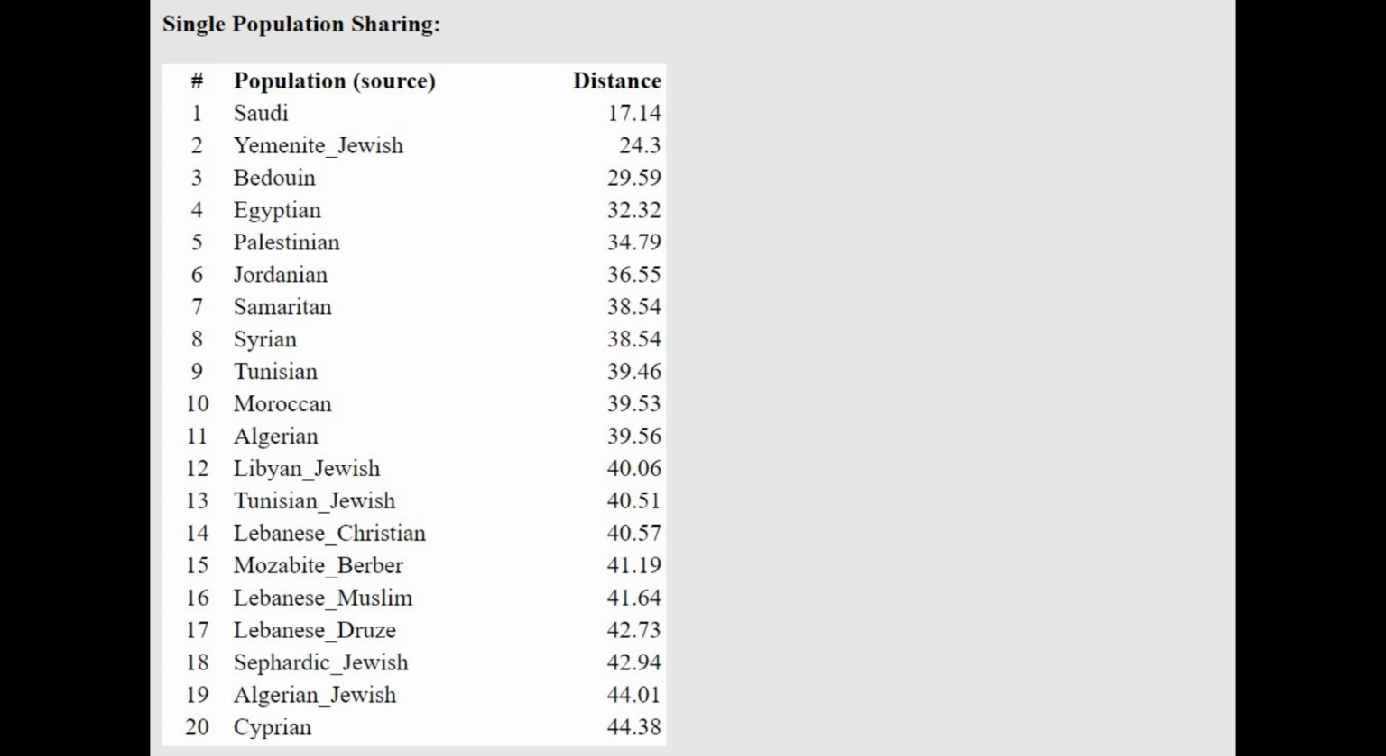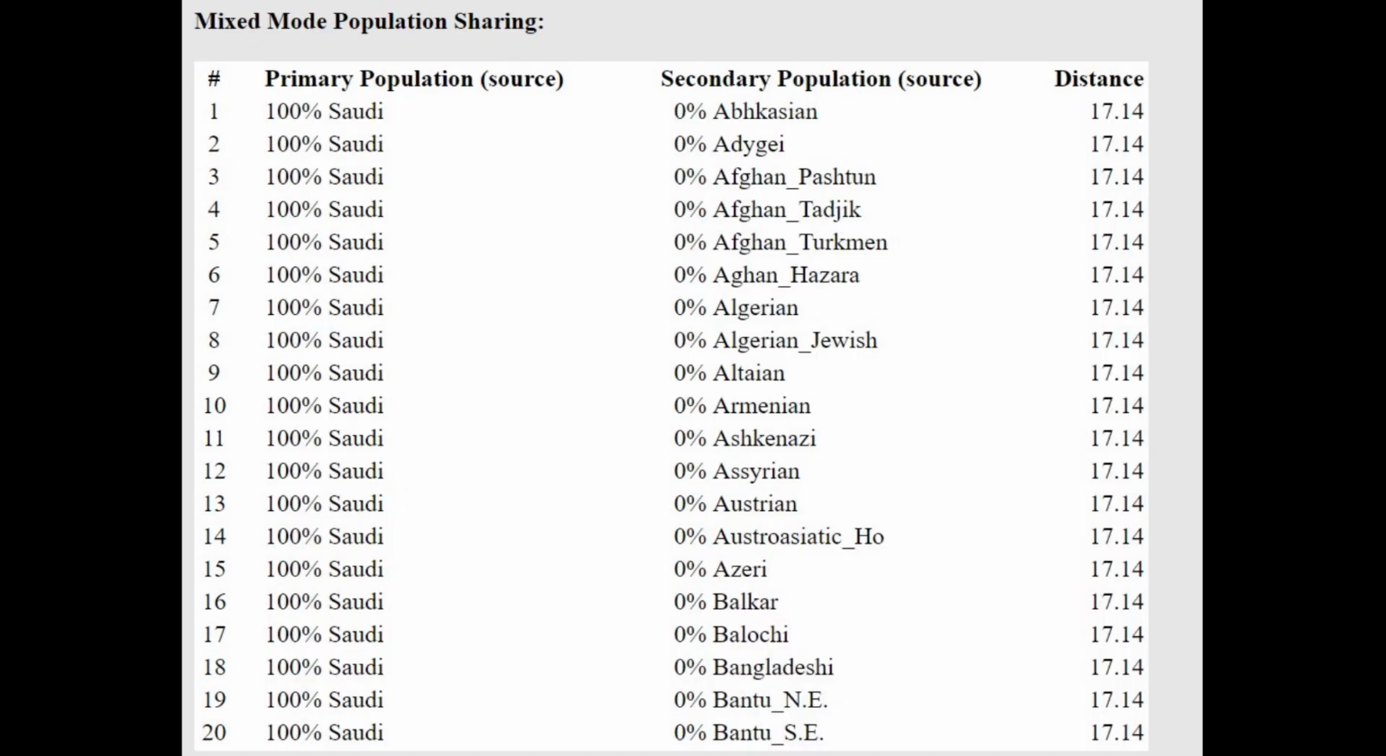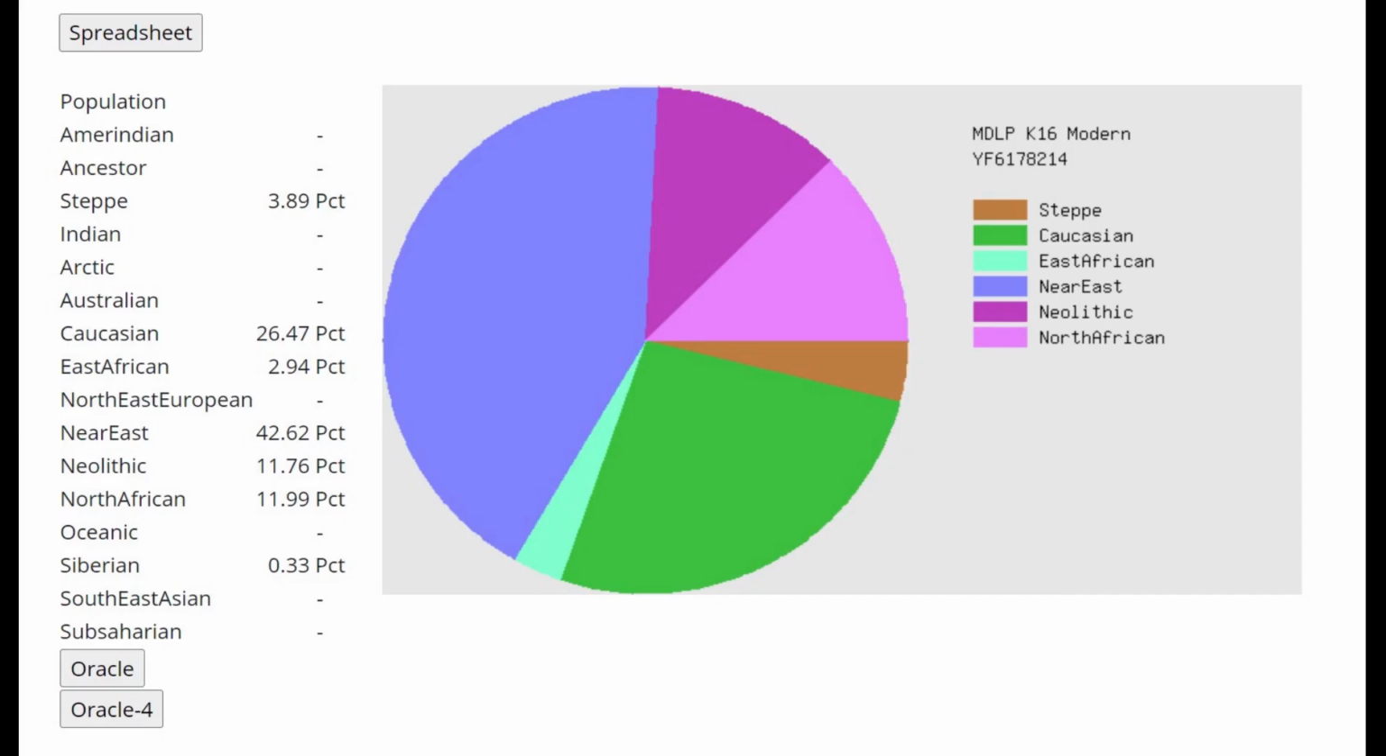Bedouins, very high distances. And the Oracle is very interesting here. I think that the references on Eurogenes K13 are kind of broken, because it should not look like this.